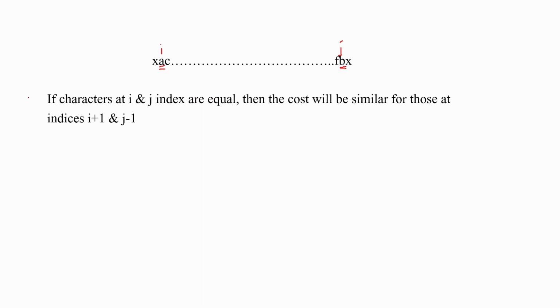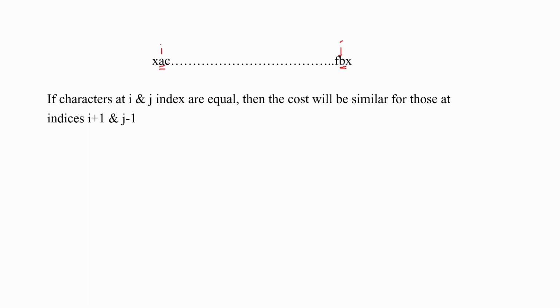That means we'll remove the character at index i, that means A, and we'll proceed forward. That means we increase the index from i to i plus 1, and we consider the string from the i plus 1 index to the j index, or we can decrease the position of j.